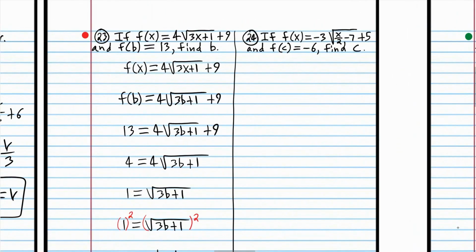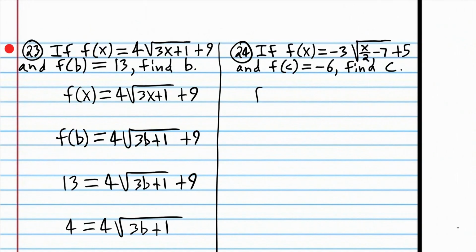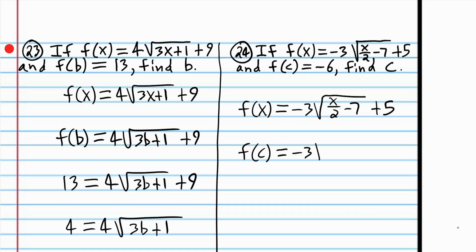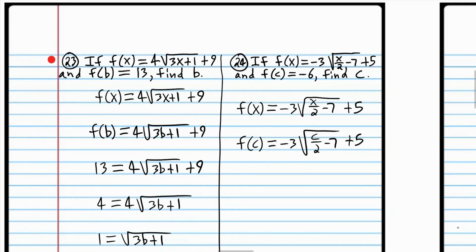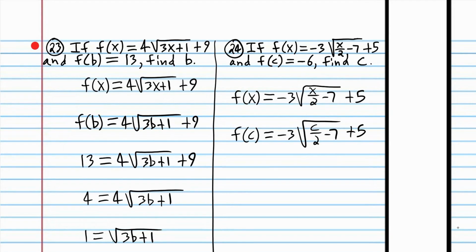So let's try one more of these before you try one on your own. So we're told that f of x is equal to negative 3 times the square root of x over 2 minus 7, and all that is added to 5. If that's true, then f of c must be equal to the same expression, just with x replaced with c. And we're told that if you plug in c for the input, then the output is negative 6.